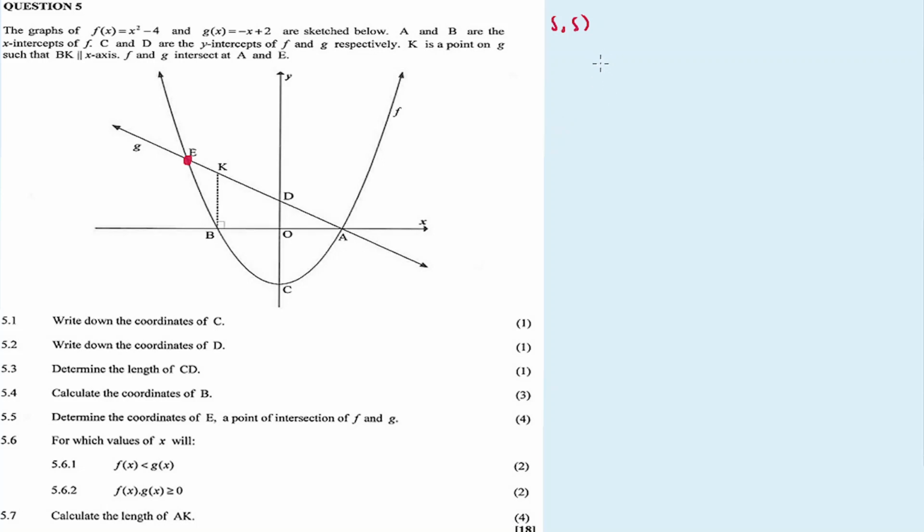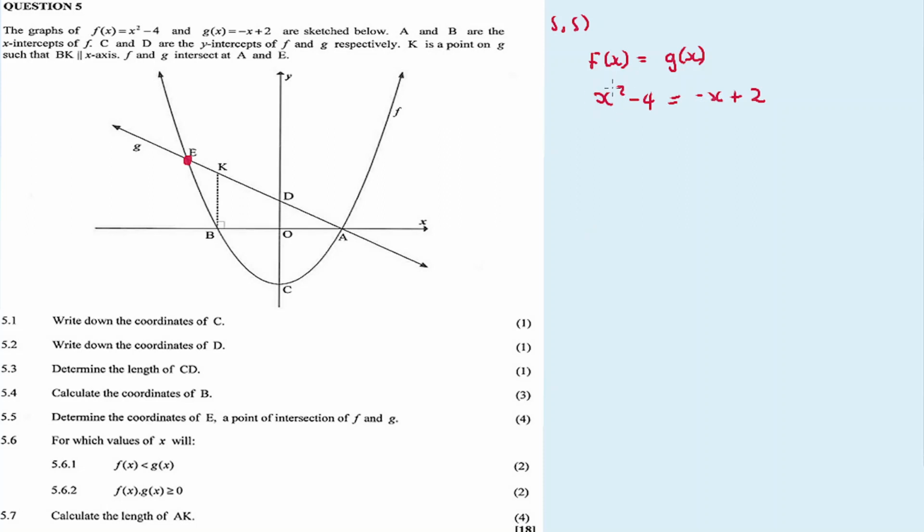Therefore, look, a point of intersection means the graph of f of x is equal to the graph of g of x. This is where the graphs meet, meaning they are equal. So solve the equations of f and g simultaneously by equating the two equations, because it is where the two graphs meet. So look, f of x, which is x squared minus 4, is equal to g of x, which is minus x plus 2, right? So here we have a quadratic equation.